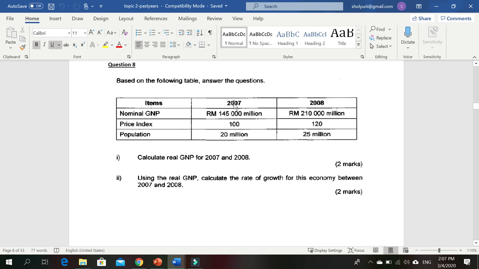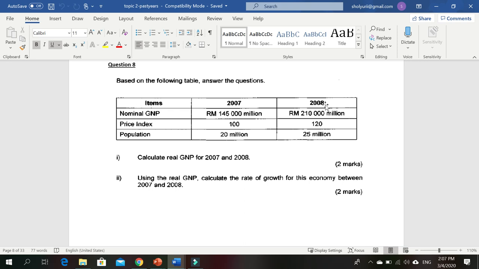They give 2 years, 2007 and 2008. Nominal GNP for 2007 is 145,000, and 2008 is 210,000. Price index, this is what I call CPI. The price index is 100 for 2007 and 120 for 2008. See here, they didn't give CPI base year and CPI current year. So the 100 and 120 they gave are the CPI current year, for 2007 and for 2008. Meaning the base year is not given for both years.